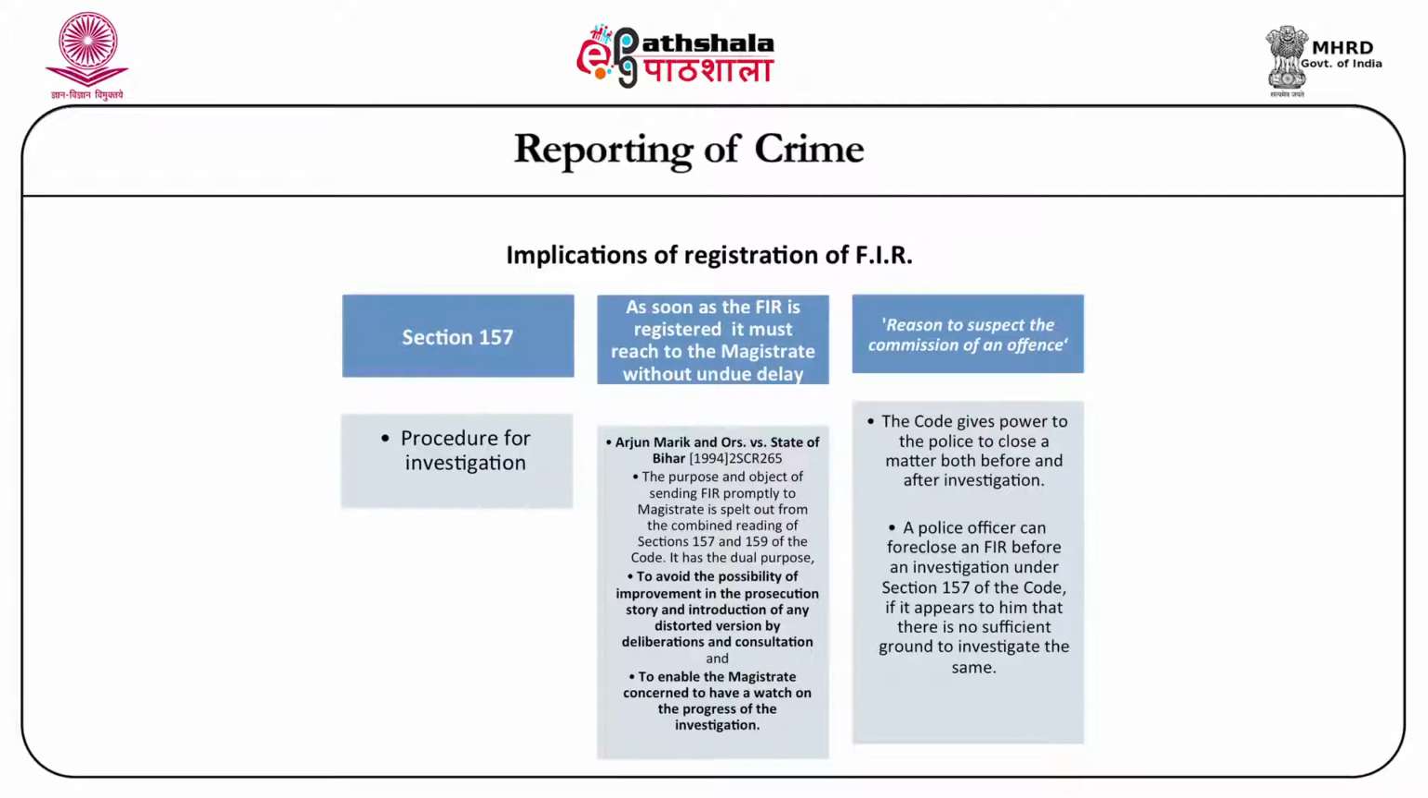In the case of Arjun Malik and others versus State of Bihar, the Supreme Court has pointed out two purposes for such sending of report to the magistrate under section 157 subclause 1. The purpose and object of sending FIR promptly to magistrate is spelled out from the combined reading of sections 157 and 159 of the code. It has the dual purpose: first, to avoid the possibility of improvement in the prosecution story and introduction of any distorted version by deliberations and consultations, and second, to enable the magistrate concerned to have a watch on the progress of the investigation.